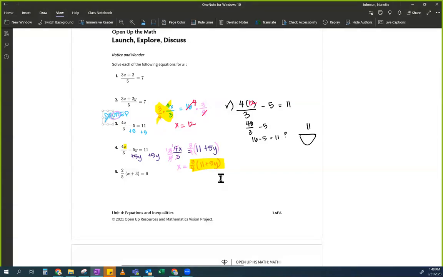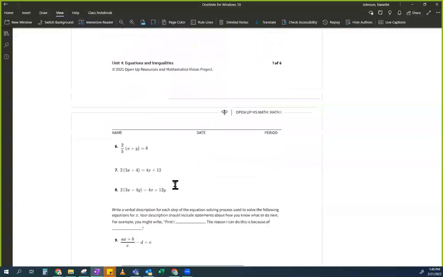So if you're unsure and you're like, Ms. Johnson, should we distribute here? Go back to your question and say, did I solve the following equation for x? And your answer here is yes, because look, x is by himself. Right? Very good. Thanks for helping me.